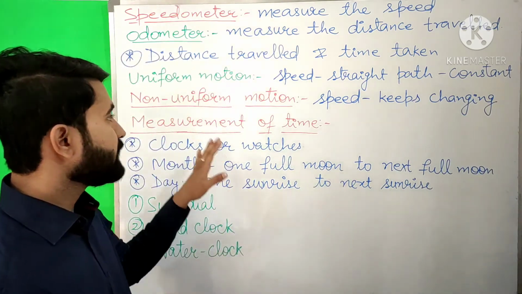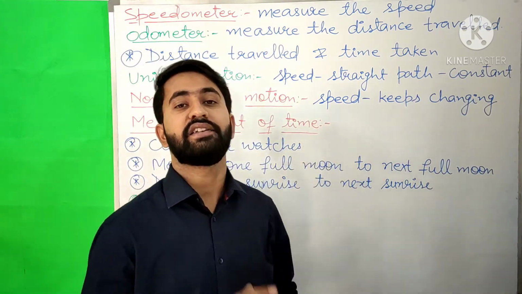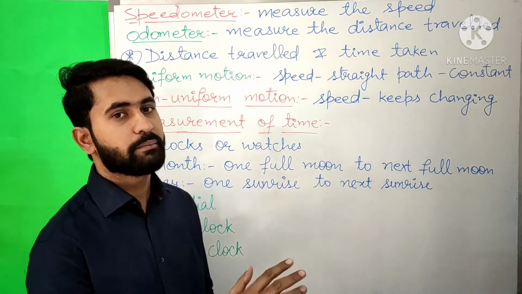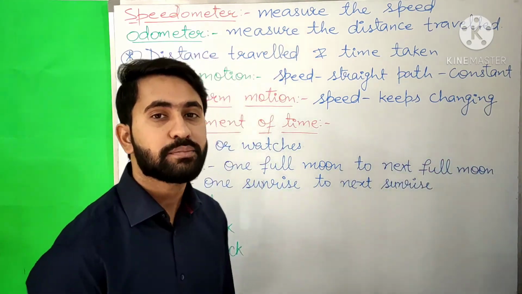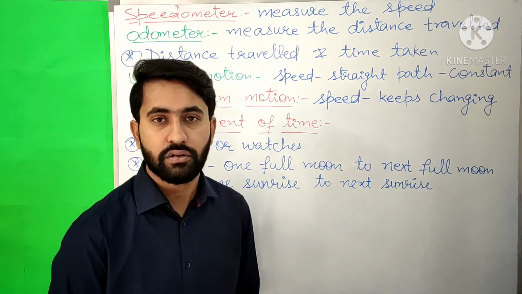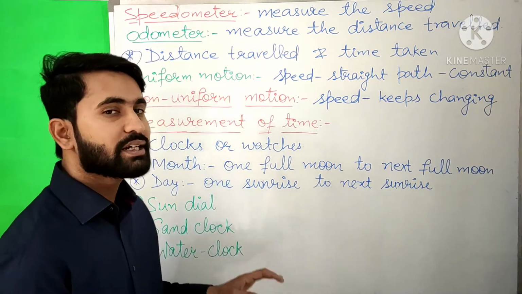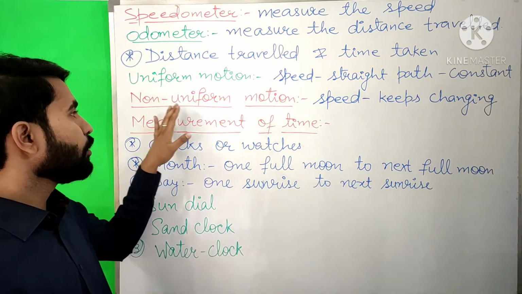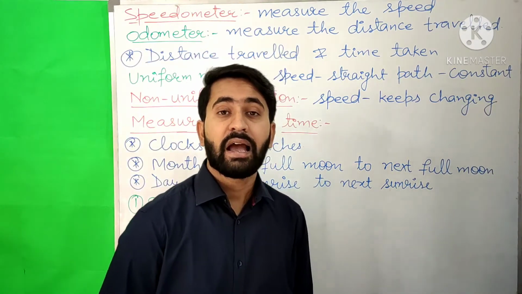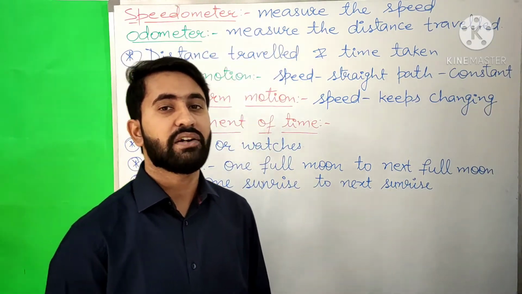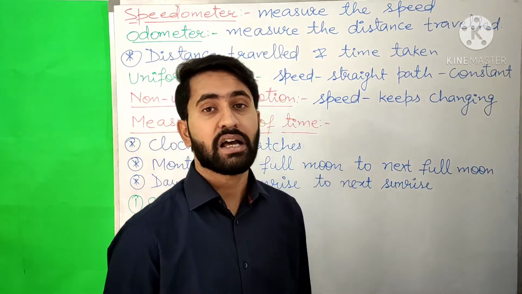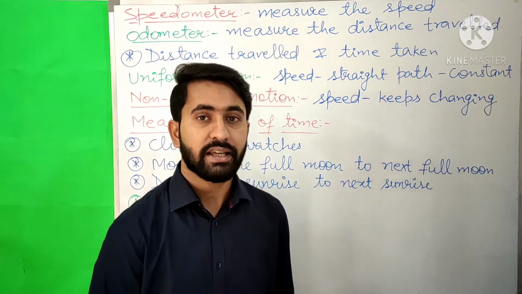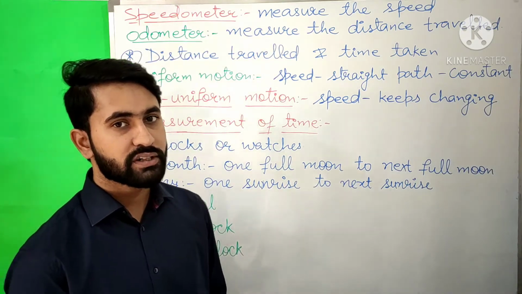If the speed of an object that is moving in a straight path keeps on changing, or we can say the speed does not remain constant, then the object is said to have a non-uniform motion. An object which is traveling with a non-uniform motion covers unequal distances in equal intervals of time.